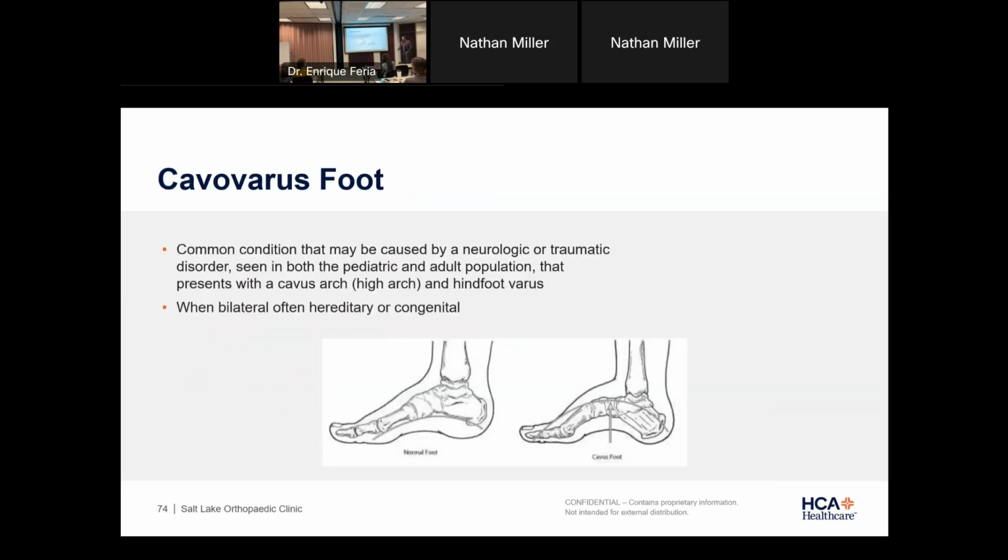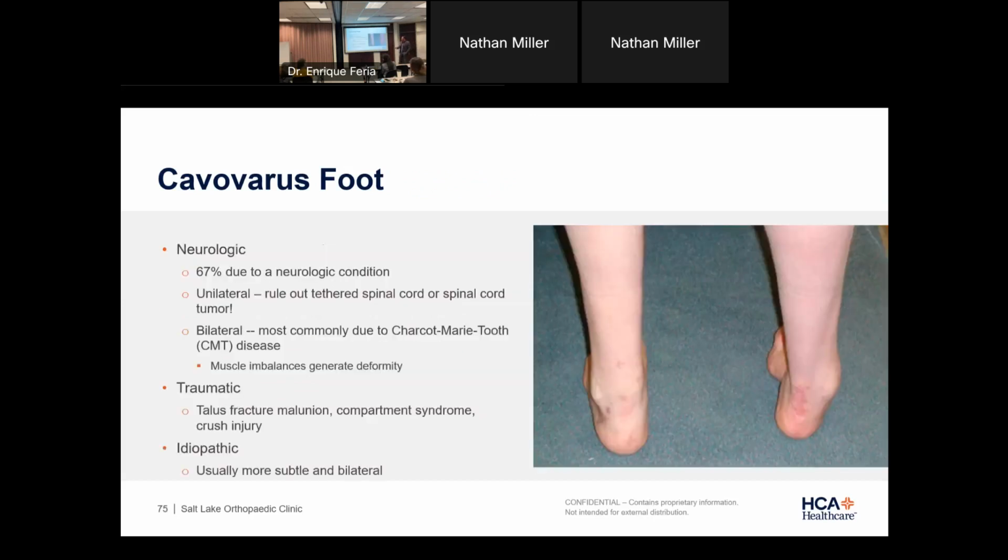Cavovarus foot, this is just your high arch foot. Again, this is commonly caused by either neurologic or traumatic problems. And you can see it in kids, you can see it in adults, and cavus just means a high arch. And hindfoot varus, as opposed to what happens in flat feet where you kick out, your heel kicks in with a high arch. And again, commonly due to a neurologic condition. It can be seen on one side, both sides. It can also be due to an old fracture, but that's kind of what it looks like here.